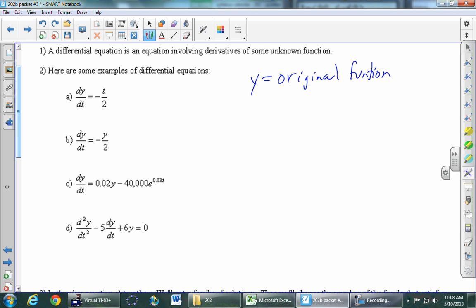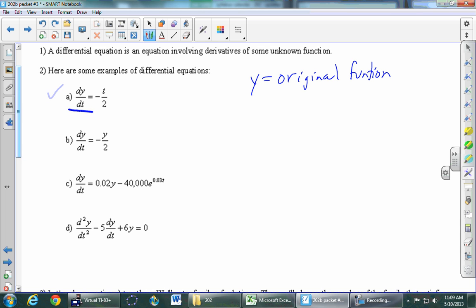Let's take a look at this part B. We want a function so that when you take the derivative of the function, you get negative the original function divided by 2. Right? Again, I don't know what function does that, but I can start to appreciate how complicated these things are. Part C, if you take the derivative of some function, you get 0.02 times the original function minus 40,000 e to the 0.03 t. T is the other variable, the underneath one. So the t and the y behave very differently. I don't know how to solve that either, but I do know how to solve this one.